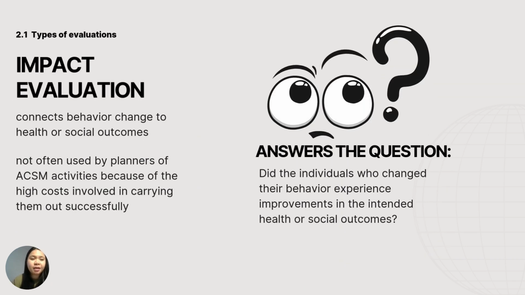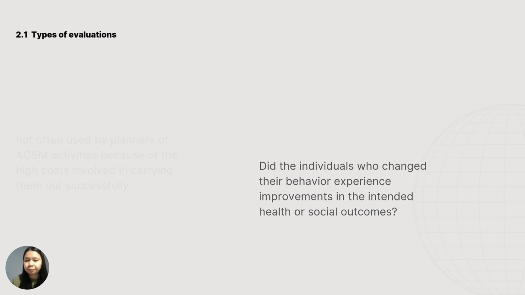The second type is impact evaluation. This connects behavior change to health or social outcomes. This is not commonly used by planners of ACSM activities because of the high costs involved in carrying them out successfully. But in the event an ACSM planner would prefer to conduct impact evaluation, the question that must be answered is this: did the individuals who changed their behavior experience improvements in the intended health or social outcomes?